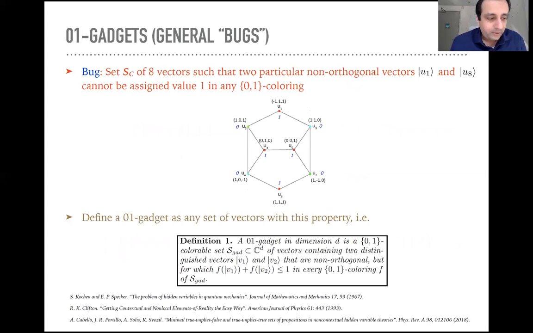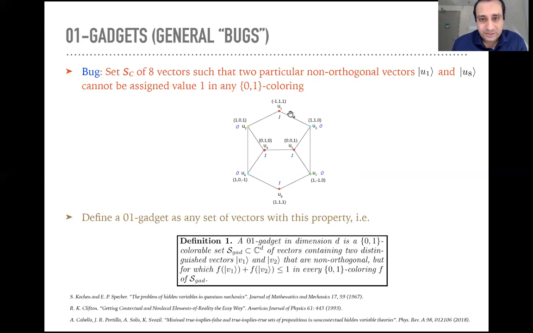In particular, we are interested in constructing proofs of the Kochen-Specker theorem, minimal proofs of the Kochen-Specker theorem, and other points in relation to these proofs. One of the more interesting points is the feature known as 0-1 gadgets or bugs, which are substructures in these proofs, substructures in these Kochen-Specker sets of vectors or subgraphs in these orthogonality graphs. One such famous substructure is known as the Clifton bug, which is a set of 8 vectors that live in dimension 3, and the orthogonality graph is shown here.